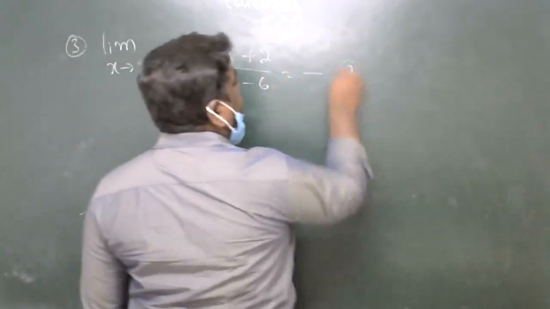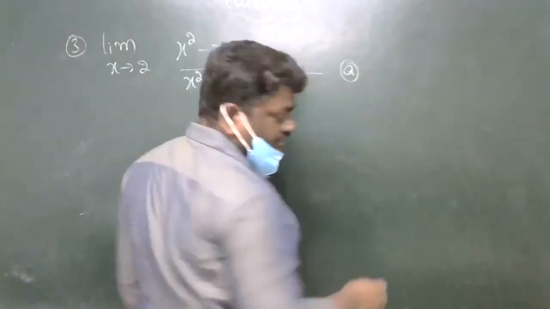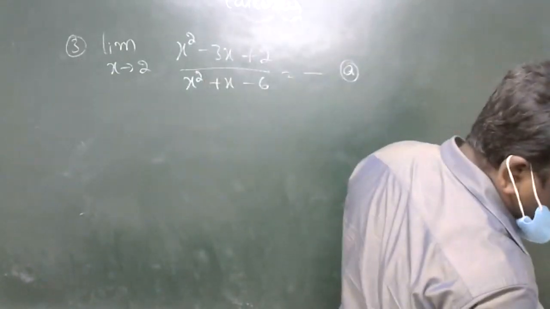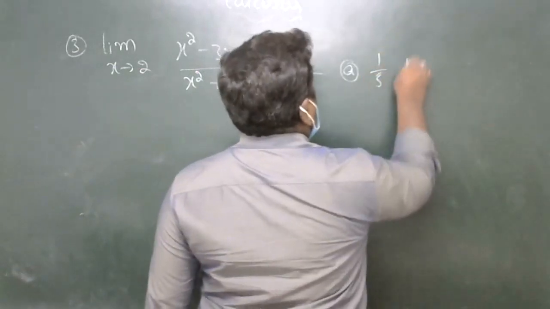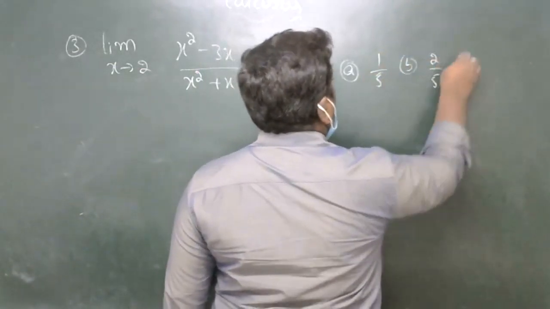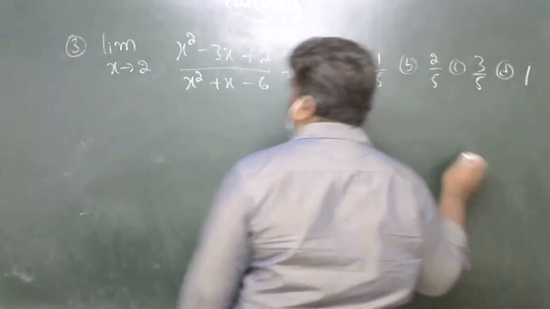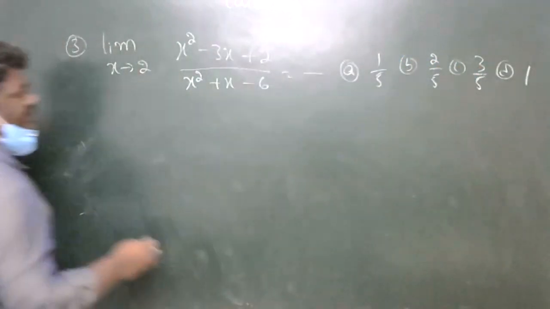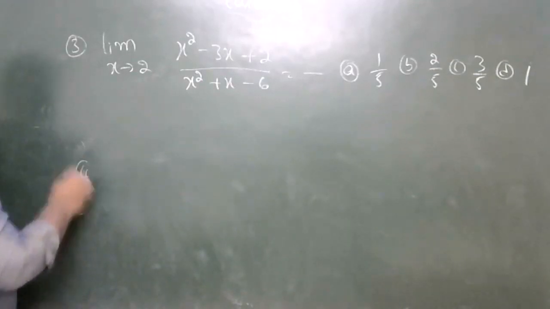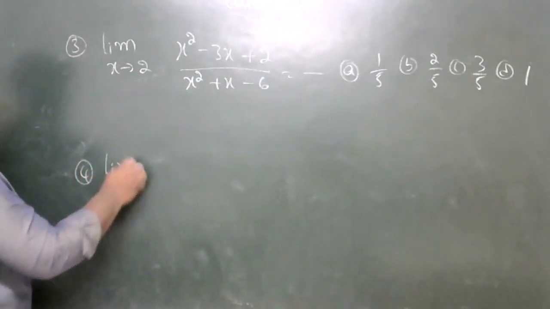Option A, 1 by 5. Option B, 2 by 5. Option C, 3 by 5. Option D, 1. You only find this. Next, the fourth one, where the denominator is 0.